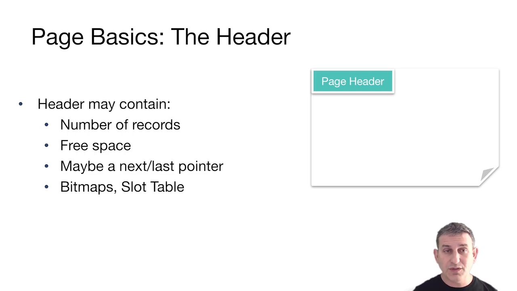The next thing to talk about is the layout of an individual page. So to start with, we're going to have a header zone on the page, which is going to have metadata about this page, information about what's contained on the page. So it's going to say perhaps the number of records on this page, how much free space is on the page, maybe a pointer to the next page in the linked list, and then perhaps some bitmaps or slot tables to find free space on the page, which we'll talk about shortly.